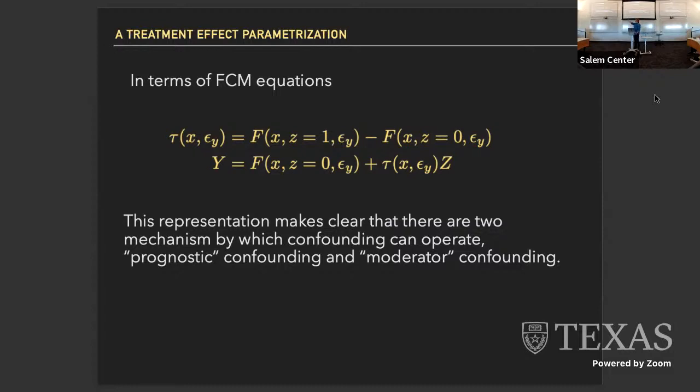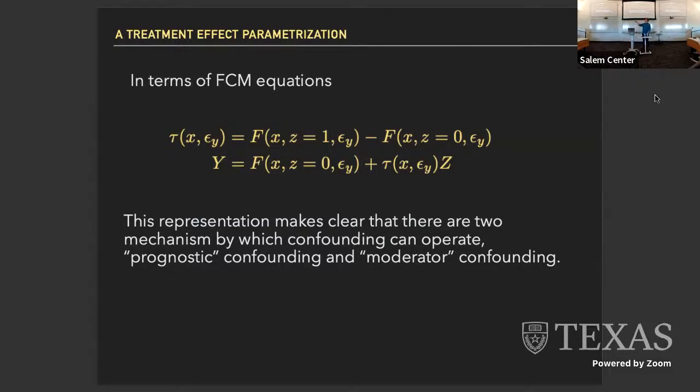But thinking about that now as a function, I can now write the treatment effect as a function. Okay, so it's a difference between two other functions. Then, having done that, I can rewrite the observed y, just a reparameterization of the functional causal model. Now, what I like about this is that it makes clear that the confounding can happen essentially in two places.